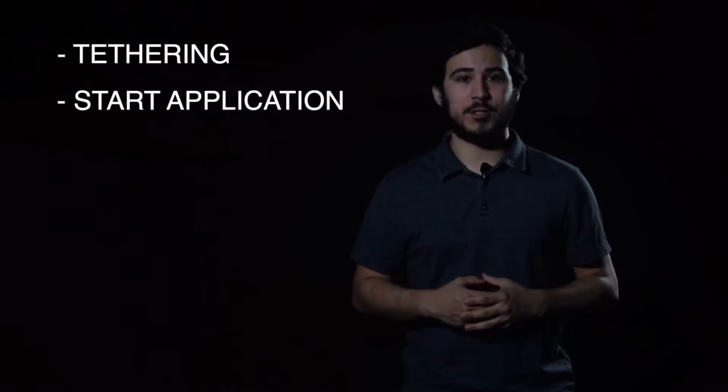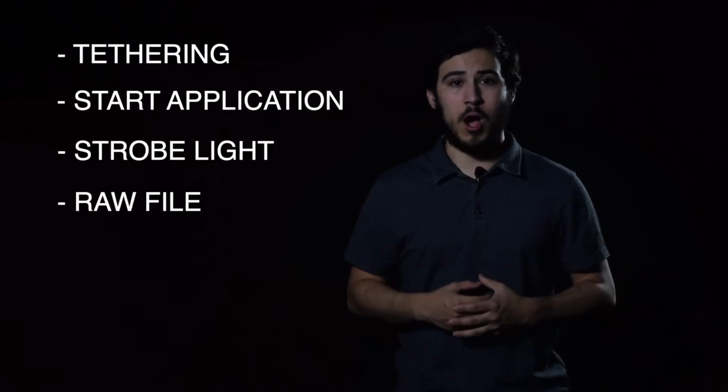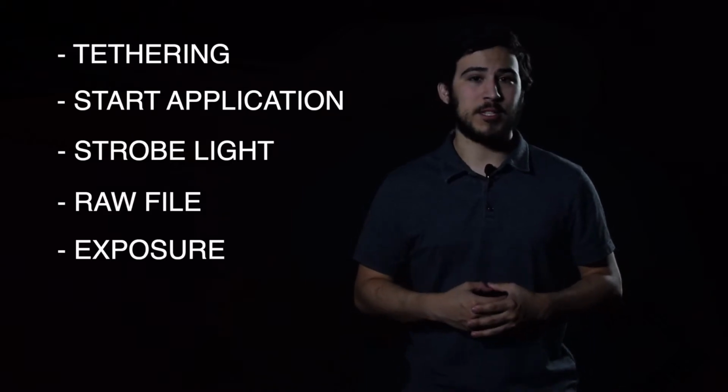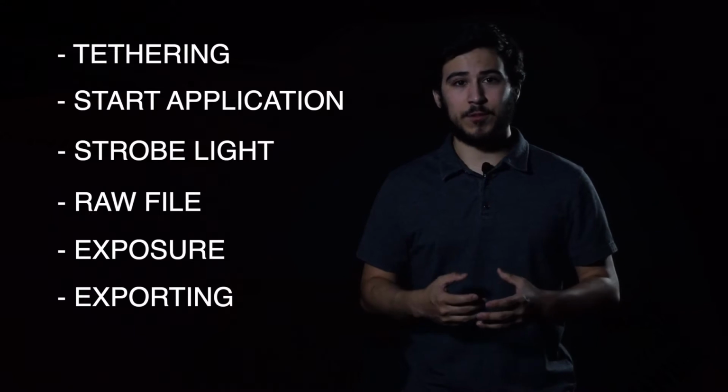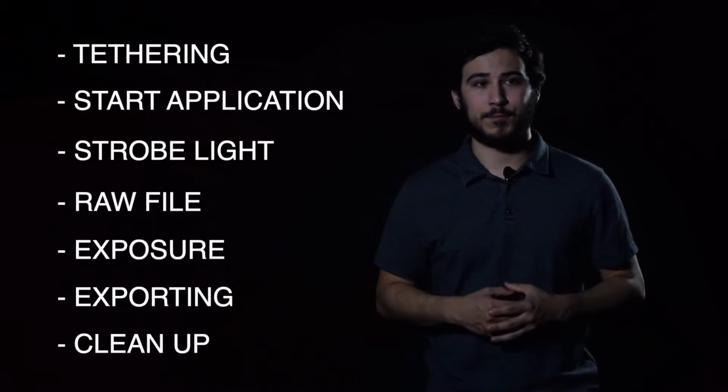I'm the lab manager here at the photo studio, and today I'm going to walk you through 7 steps to set up the equipment to get your studio day going. Today we will cover tethering your camera, starting up the application, turning on one light with the power pack, making sure we're in RAW, taking a properly exposed photo, exporting those photos, and then when we're all done, clean up everything and then shut everything off.